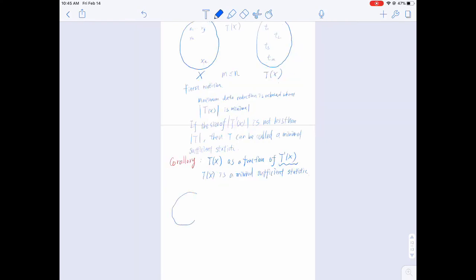Let's again draw a picture of the sample space of x. When we apply a sufficient statistic T'(x), we will make a partition in the original x space. Let's say originally in x space we have 8 elements, and T'(x) achieves data reduction, and in the space of T'(x) we have fewer dimensions. We have 4 unique elements, and these 4 elements are T1', T2', all the way to T4'.